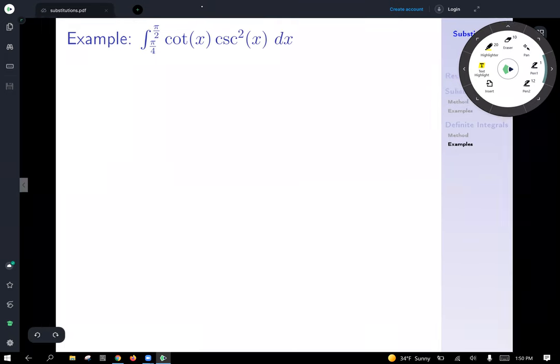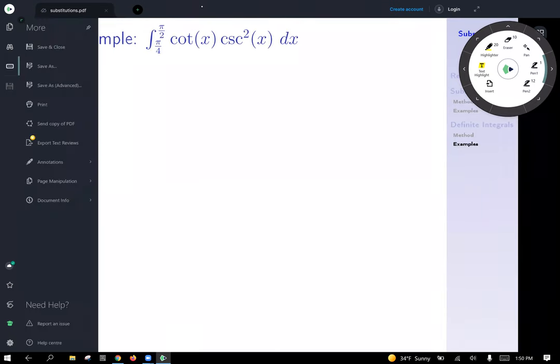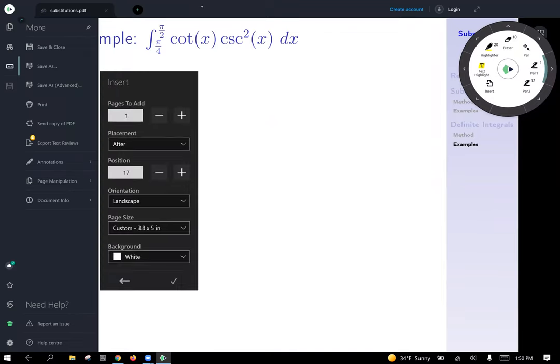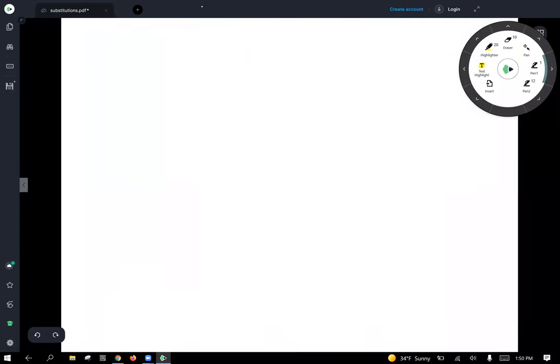How many slides do I have? I only have one slide. Let me get more pages before I start this. Page manipulation, insert. I don't know, how many pages do I want? 2 pages after page 7 seems good to me. Huh, are they the same size? I think they are. All right, so let's talk about trigonometry.